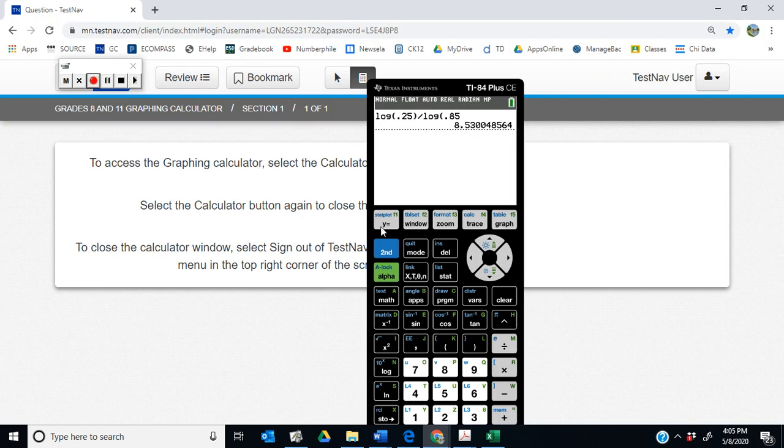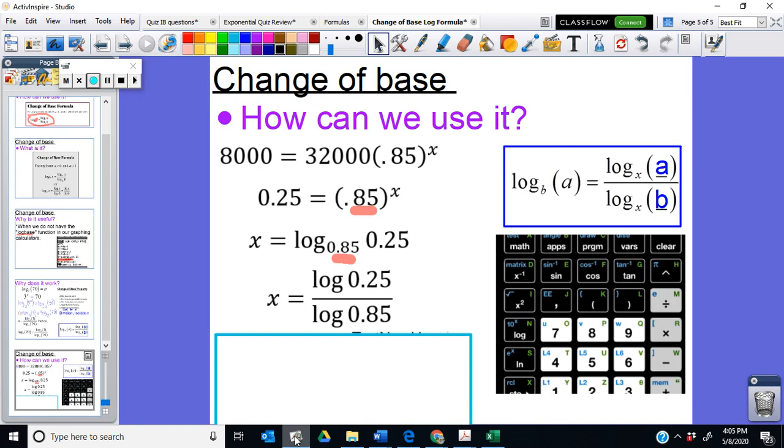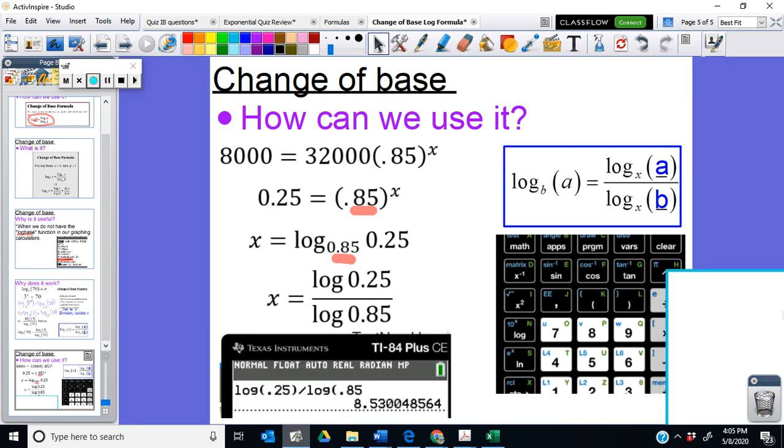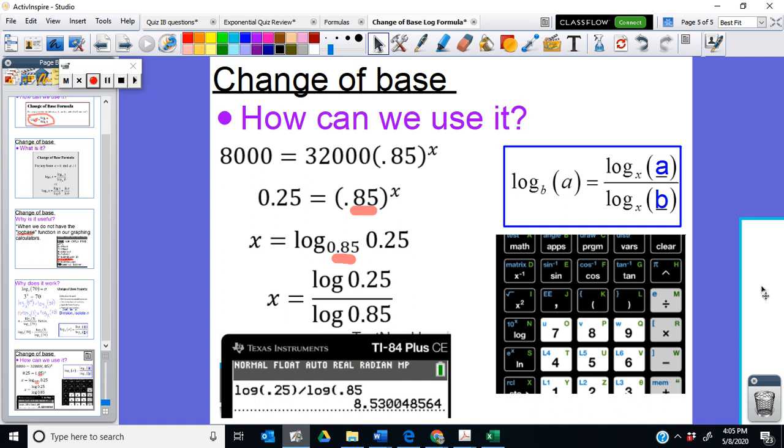So when you're in the graphing calculator, the key that you use is log. It's the main log key on the main set of keys of the calculator. This just means that we're using base 10 for 0.25 and base 10 for 0.85. And when you divide the two, we get about 8.53. So after about 8.5 years of owning the car, it went from 32,000 all the way down to 8,000.